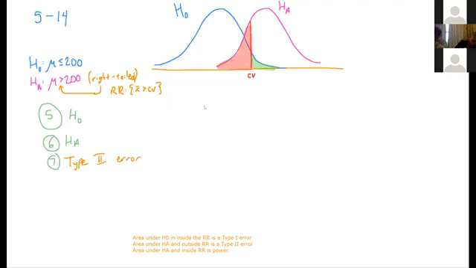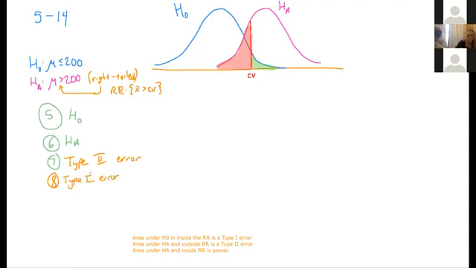What is area 2? Area 2 is everything under the null hypothesis curve now. This is the green area. Question is, what is this green area? This is underneath the null hypothesis curve, and this time it's inside the rejection region. Again, because the rejection region is a greater than symbol, it's to the right. Everything to the right of the critical value is inside the rejection region. So this is under the null hypothesis and inside the rejection region. So number 8 is a probability of a type 1 error.